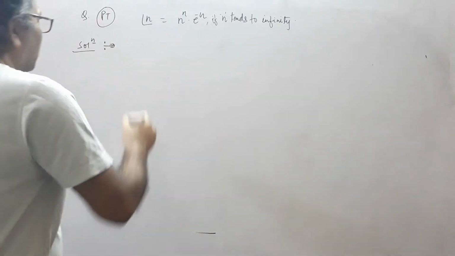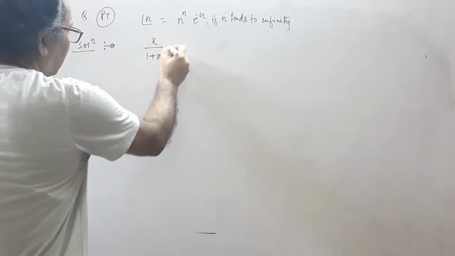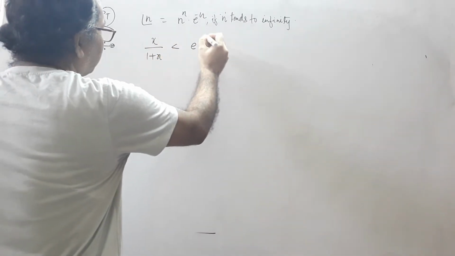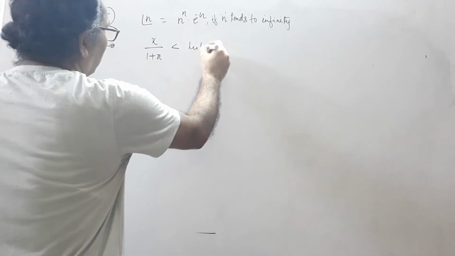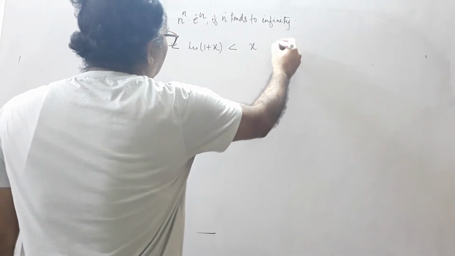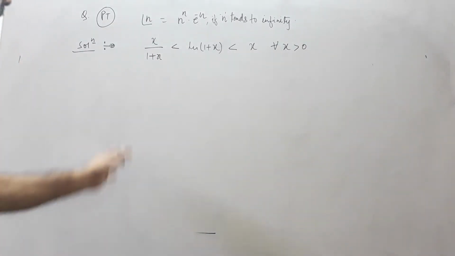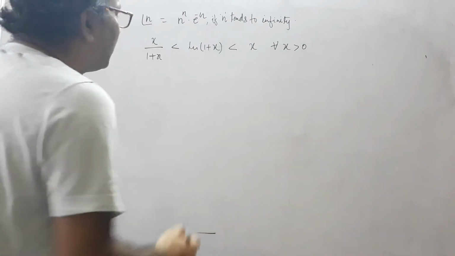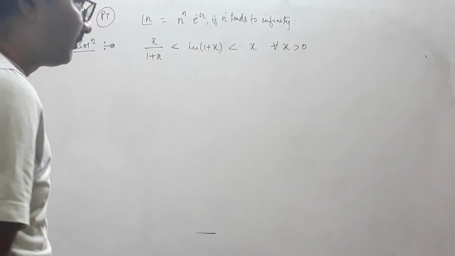First of all, we know that x by 1 plus x is less than ln(1 plus x), which is less than x, for every x greater than 0. Okay, we know this inequality. We can easily conclude this inequality through a graph also.